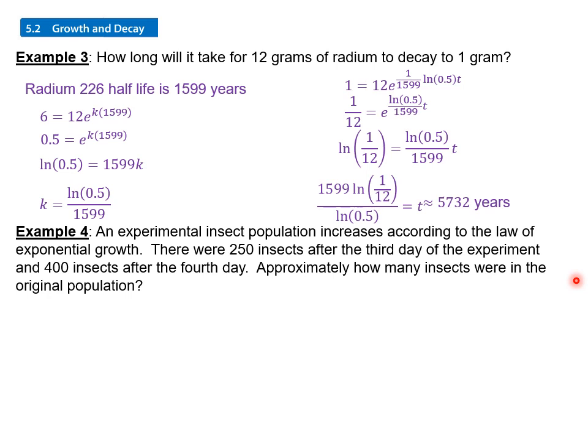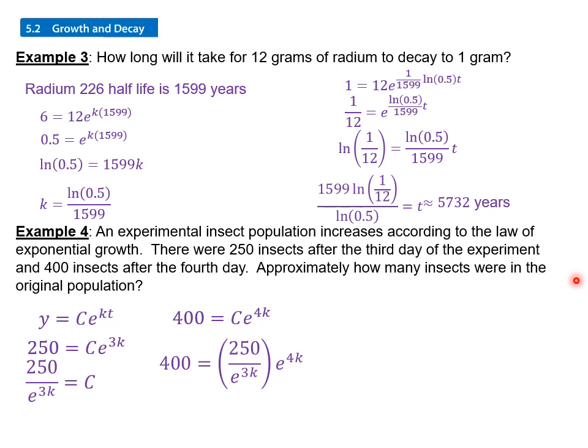An experimental insect population increases according to the law of exponential growth. There were 250 insects after the 3rd day of the experiment and 400 insects after the 4th day. This sounds like an example 2. So y equals c e to the kt. 250 equals c times e to the 3k, because that was after 3rd day. We also can solve that for c, so 250 over e to the 3k. Plugging in the 400, and we already know c is 250 over e to the 3k. Can plug that in.